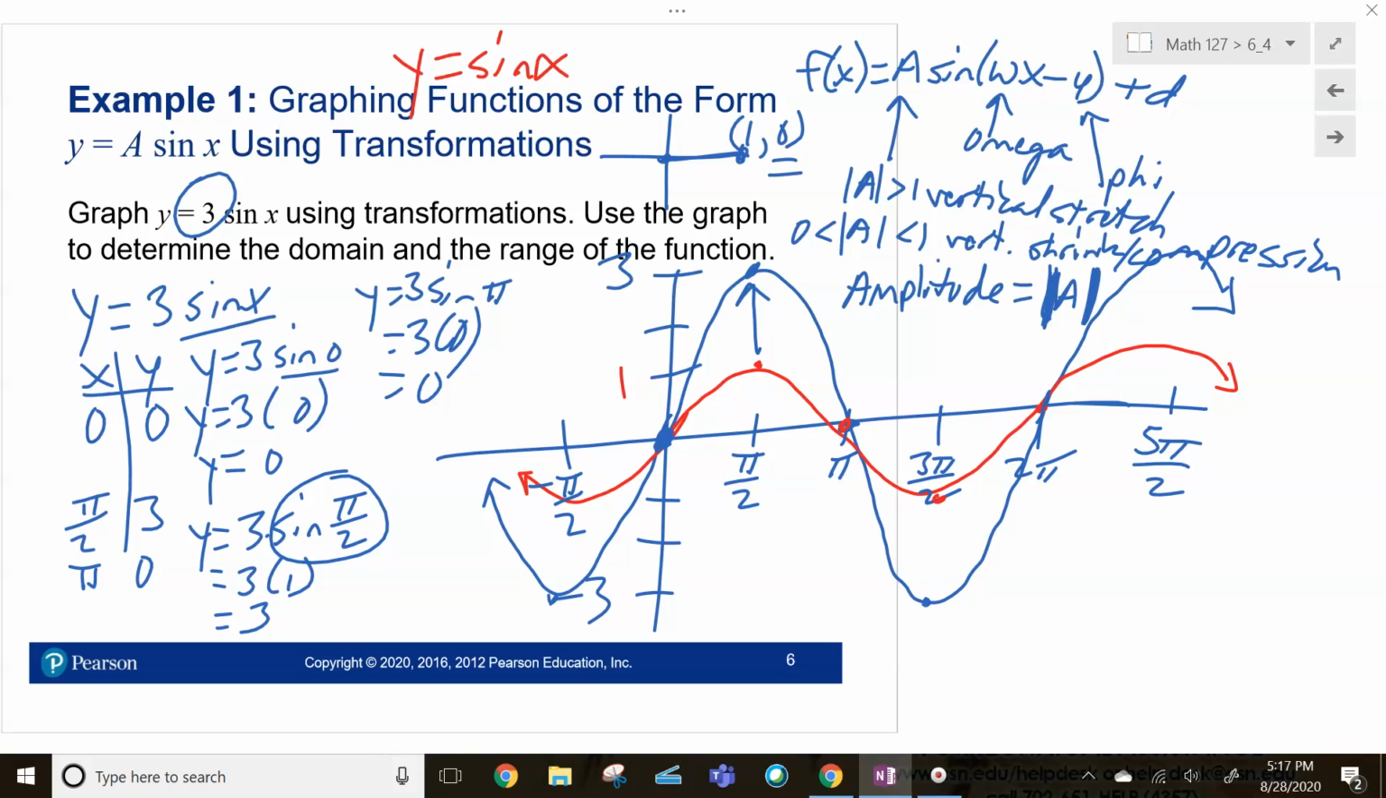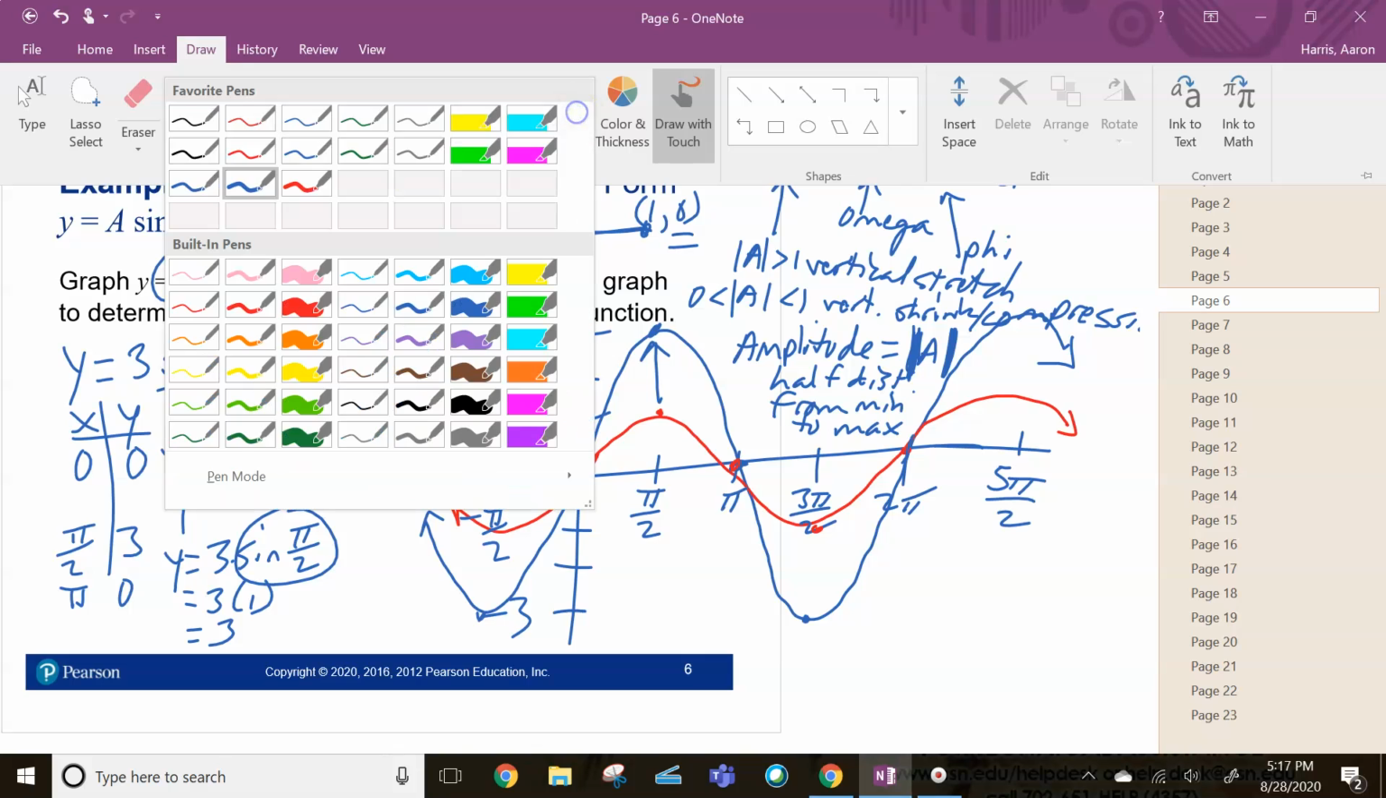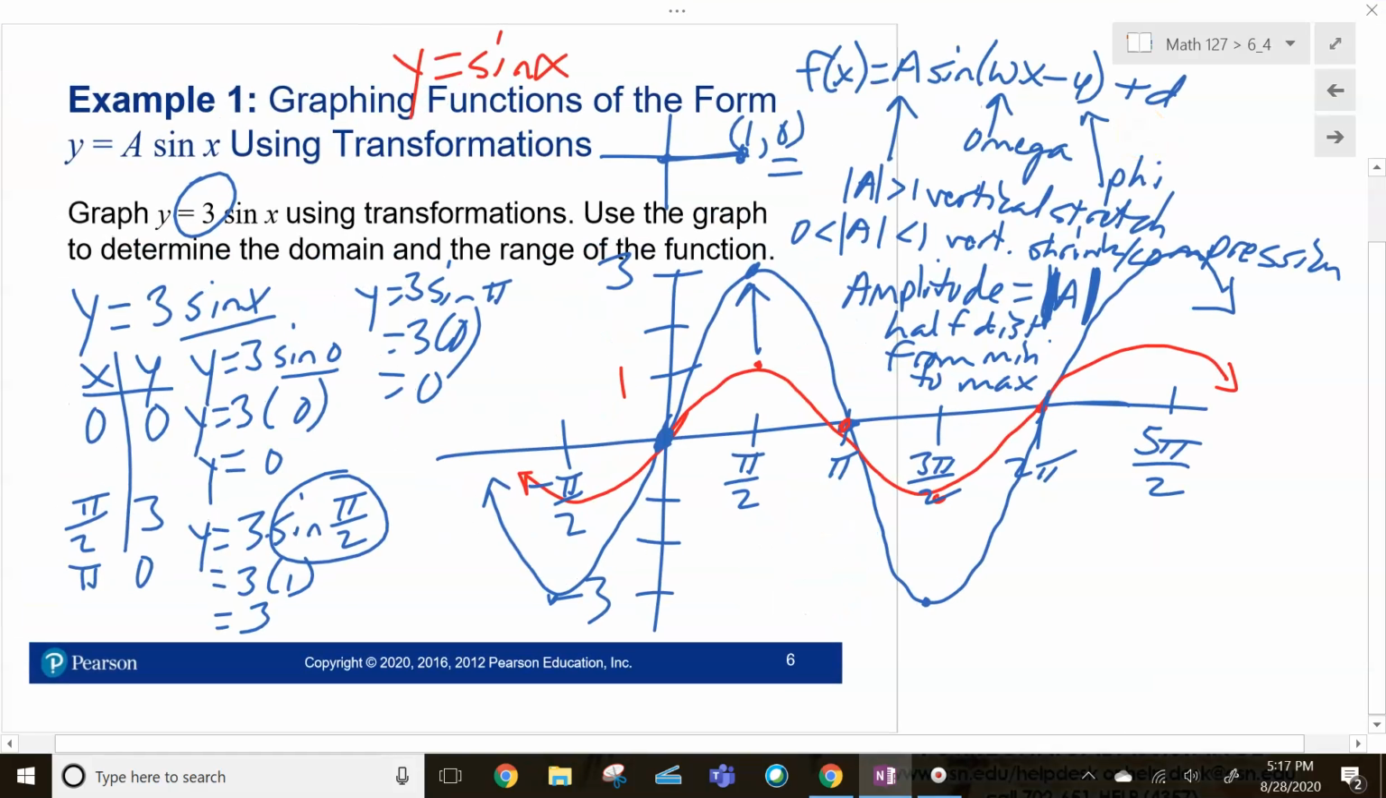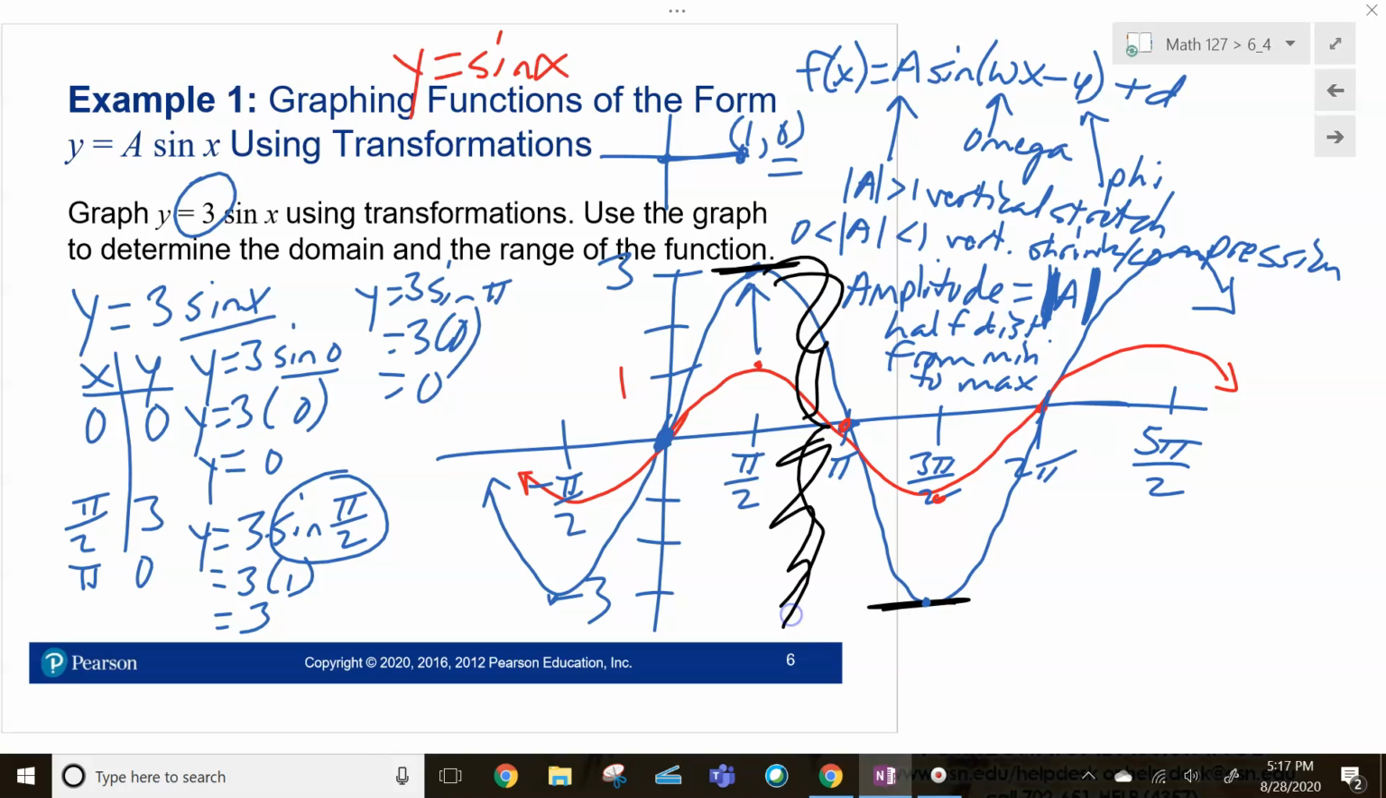Now formally, the amplitude is half the distance from min to max. So let me do this in black here. Can you see how this goes from 3 to negative 3? This distance is 6, right? But the amplitude's only half of that. So the amplitude is the absolute value of the number, in this case 3. So it's half the distance from low to high. Okay, but it's the absolute value of that number in front.